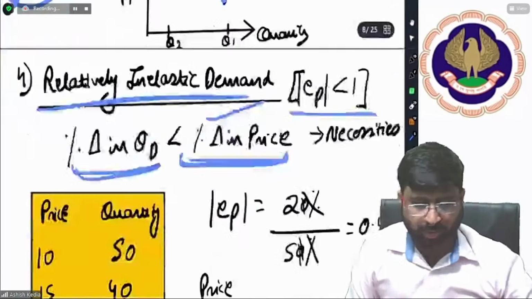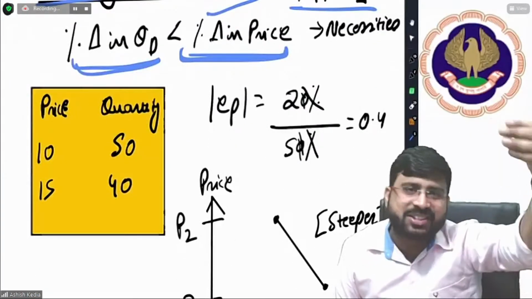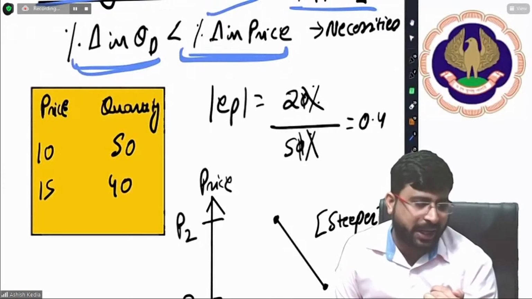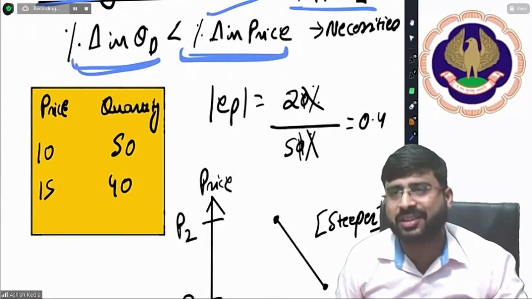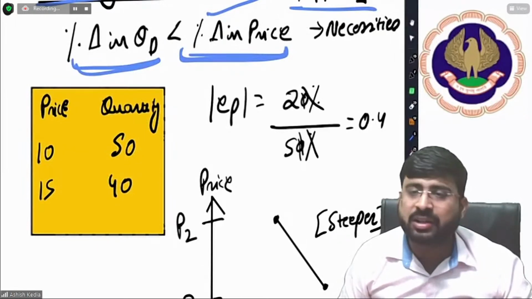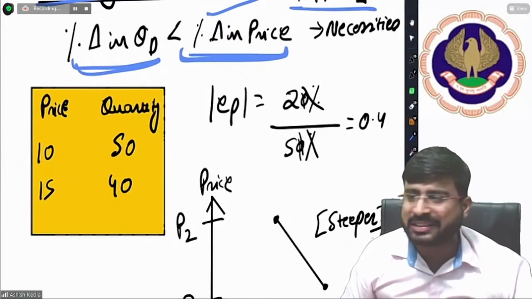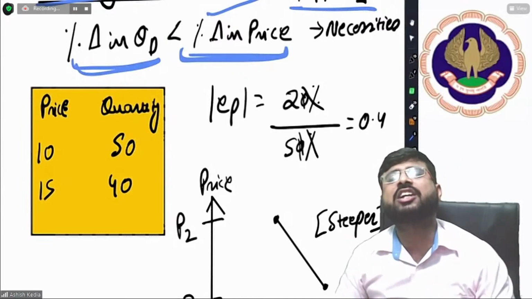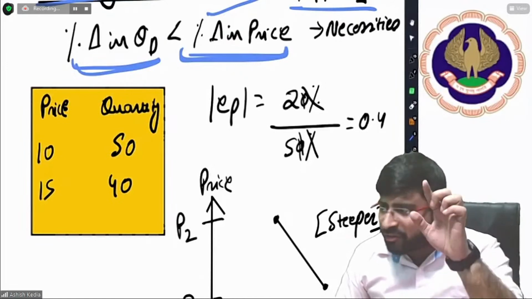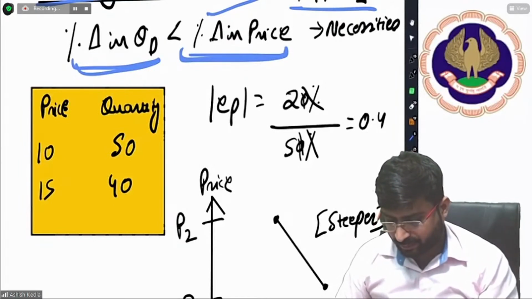Here, see the denominator: percentage change in quantity demanded divided by percentage change in price. So here the denominator is greater. And since the denominator is greater, please remember, the fraction will be less than 1.